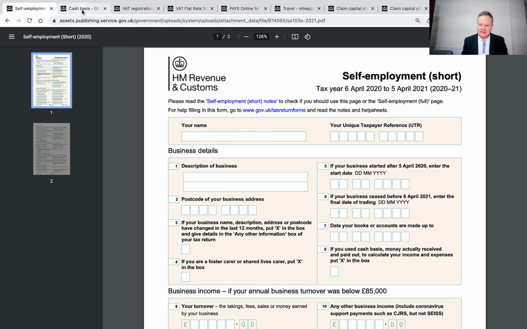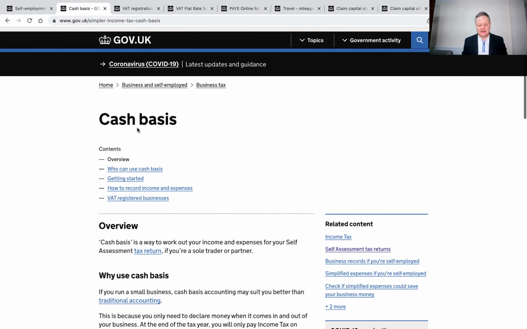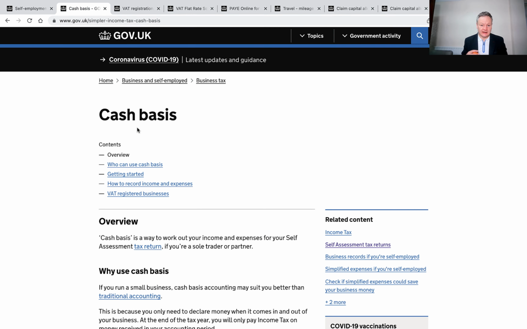The first mistake I see people make is not understanding the difference between accruals and cash basis. This is not an accounting training session, you'll be pleased to know. I mean, that's just so boring. But what you do need to understand is what accruals and cash basis is. So very, very quickly, but you might want to do your own research.